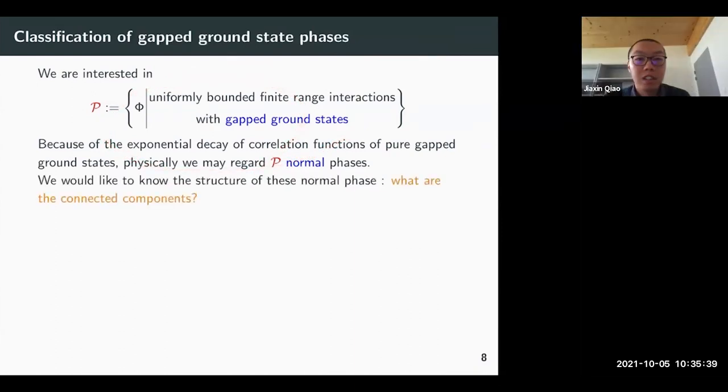Sorry, I have a question. In your definition of the set P, the gap can be arbitrarily small, right?